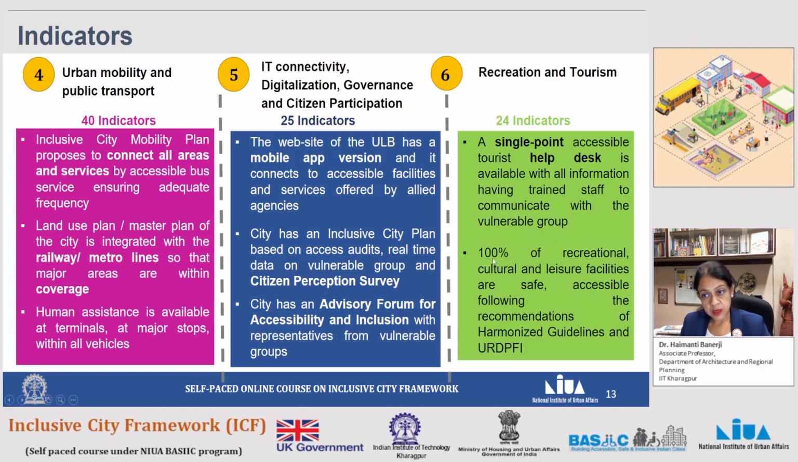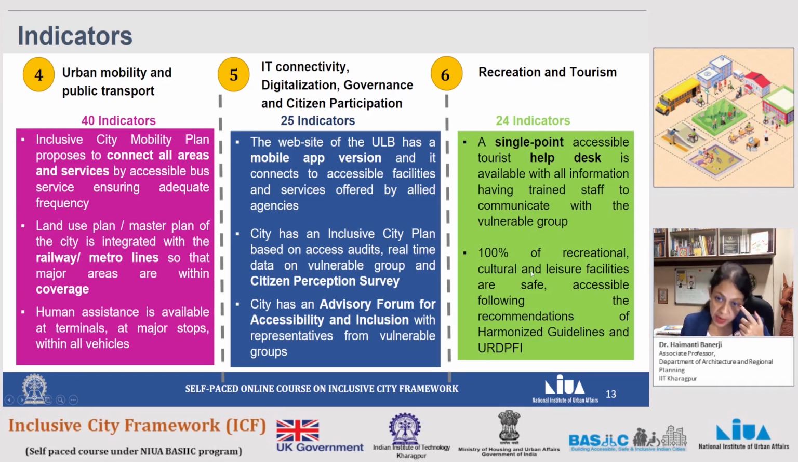Now, again, under this, whether the land use plan or the master plan of the city is integrated with the railway metro lines so that the major areas are within coverage. We are providing accessible housing, but if accessible housing is not connected with an accessible transportation system, then our task is incomplete. We are unable to reach out to the target group. Whether human assistance is available or not at terminals, at major stops, within all vehicles.